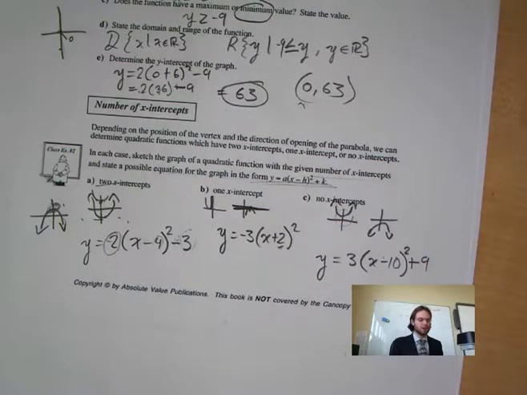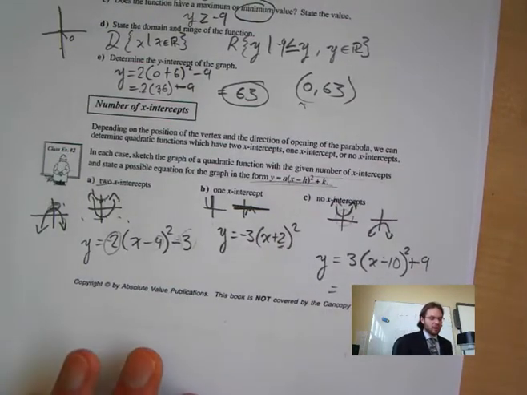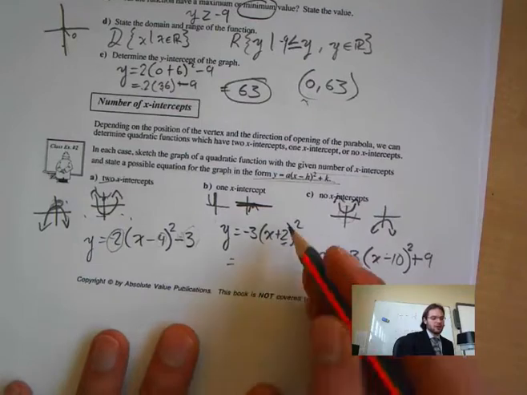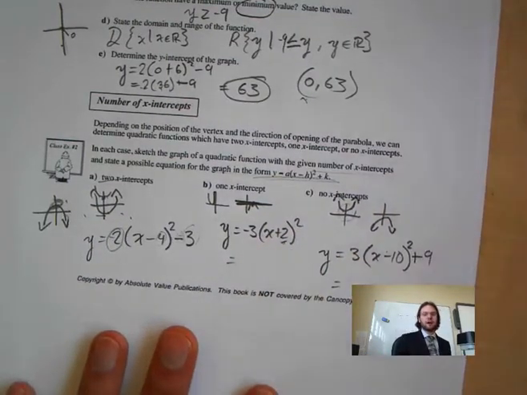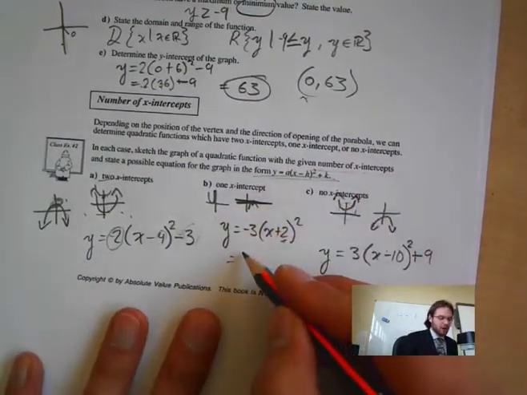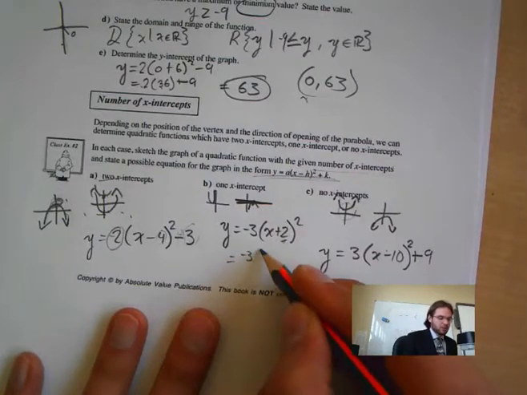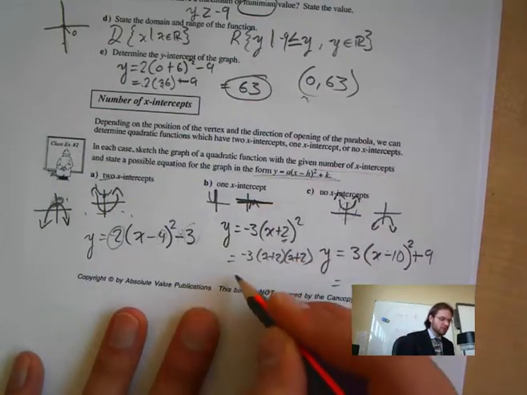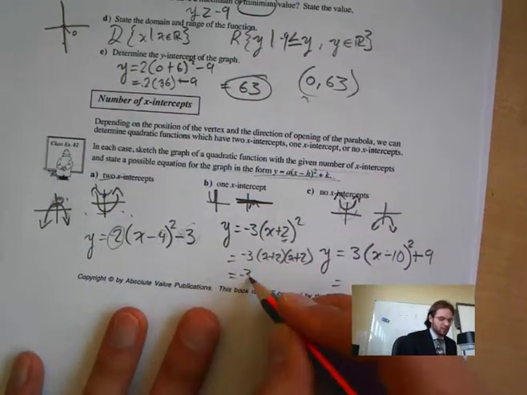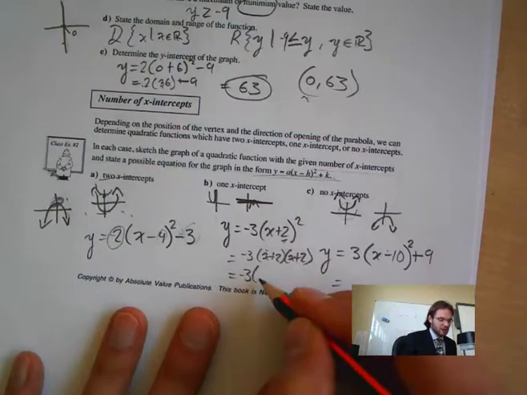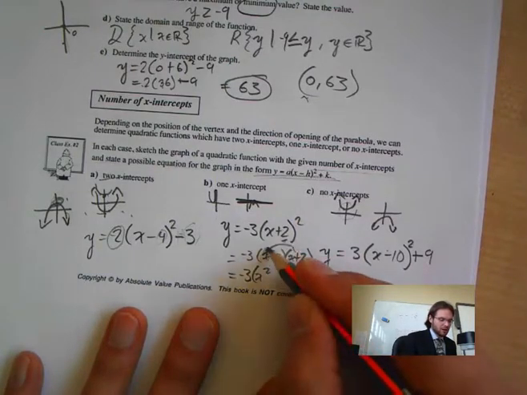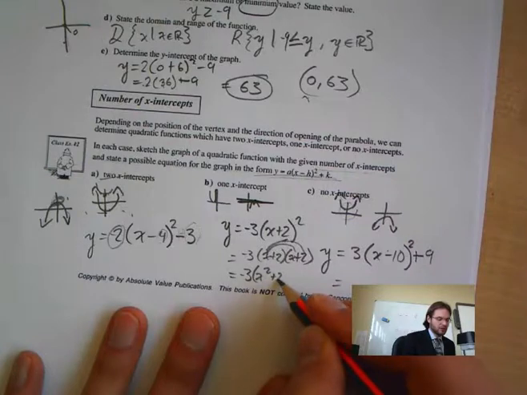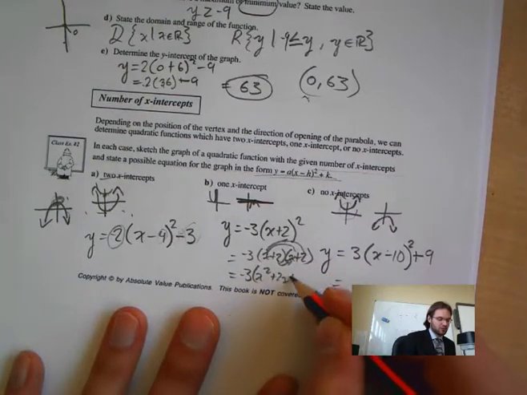Okay? Now, if I wanted it in general form, to make it a quadratic, all I would have to do is, let's say this one here, if I wanted this in quadratic form, all I'd have to do is multiply this out. So I'd have negative 3 multiplied by (x plus 2)(x plus 2). So this is going to give me negative 3. X times x is x squared, right? X times 2 is plus 2x. And we have 2 times x is plus 2x. 2 times 2 is plus 4.